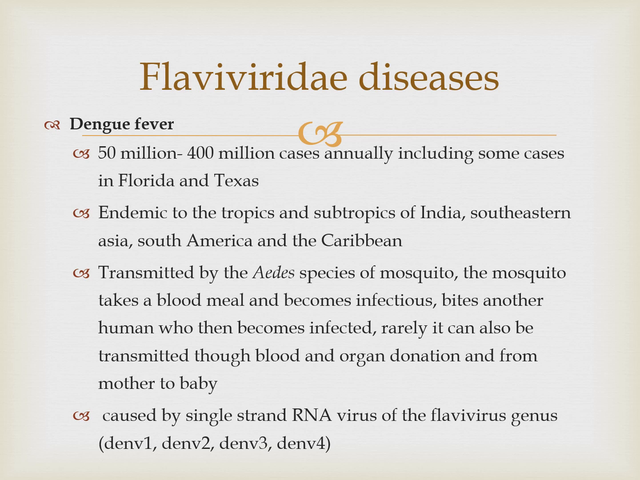This is what we call an arbovirus, and an arbovirus is any virus that is spread by an insect. The Aedes mosquito takes the blood meal and becomes infectious, bites another human who then becomes infected with dengue fever, and rarely, very rarely, is transmitted through blood and organ donation, okay? And occasionally it can go from mother to baby, but again, that's very rare. Dengue fever is caused by a single-stranded RNA virus that's actually a blend of 4 Flaviviridae viruses called dengue virus 1, 2, 3, and 4.